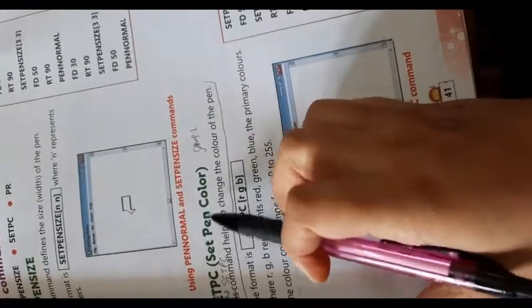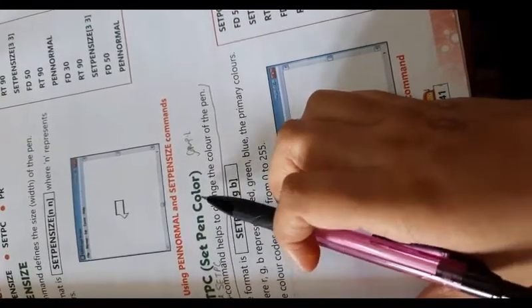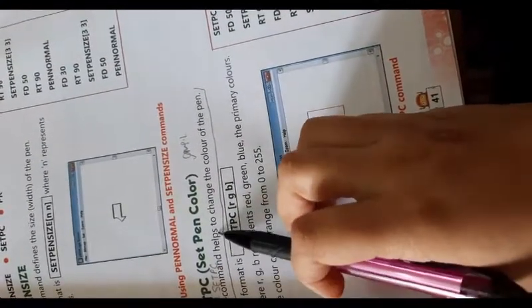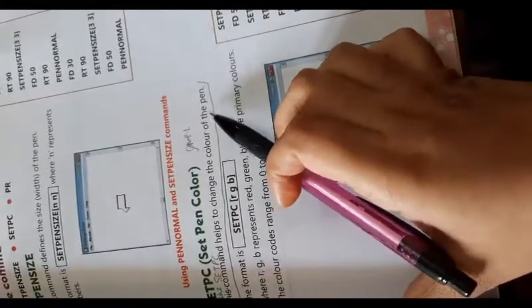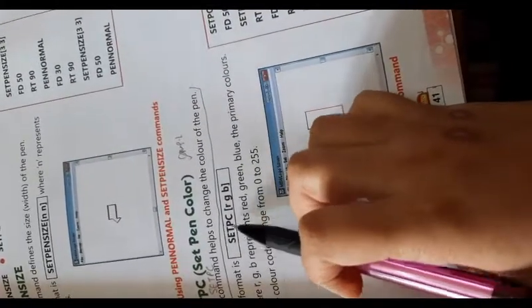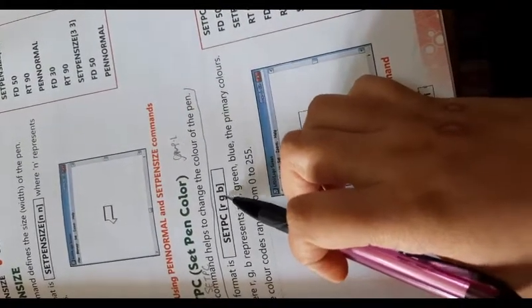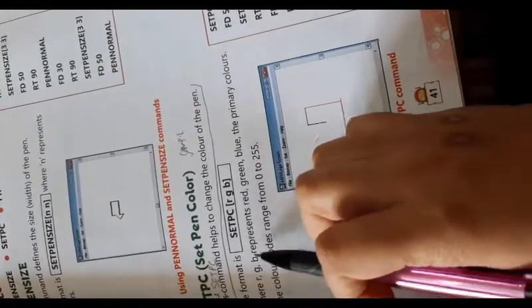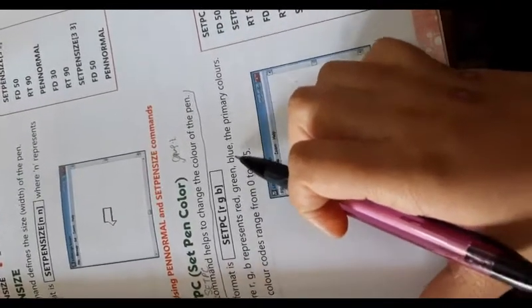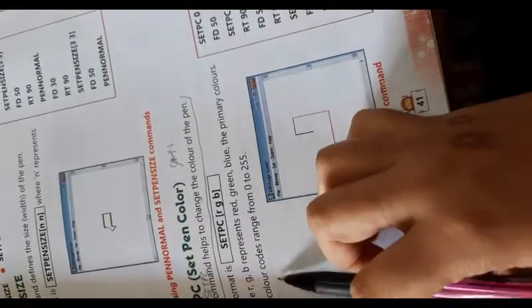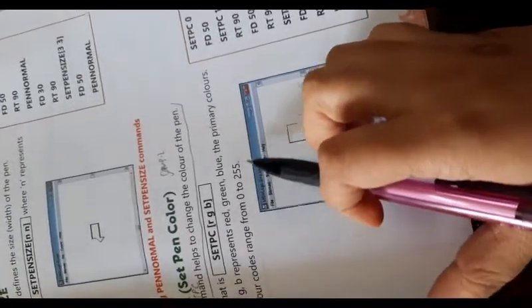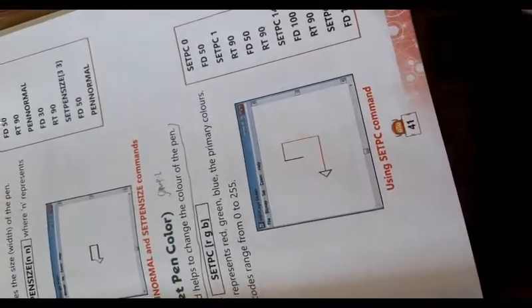Set PC, set pen color, is the full form. This command helps to change the color of the pen. The format is set PC RGB, where RGB represents red, green, blue, the primary colors. The color code ranges from 0 to 255.